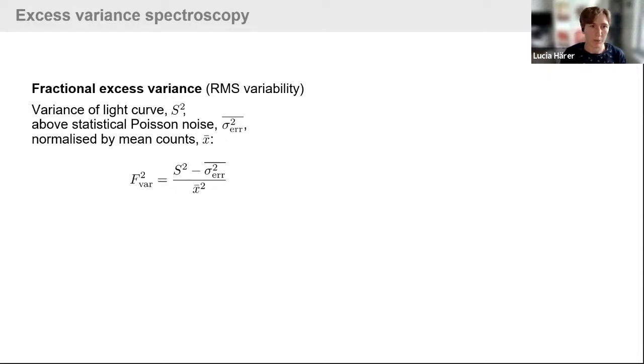Variability can be studied with a number of techniques, but what we applied is fractional excess variance. This is the variance of a light curve above the statistical Poisson noise, normalized by the mean number of counts. As a result, this quantity is indicative of the true physical variability in the source. We can also calculate this as a function of energy or wavelength and construct an excess variance spectrum.